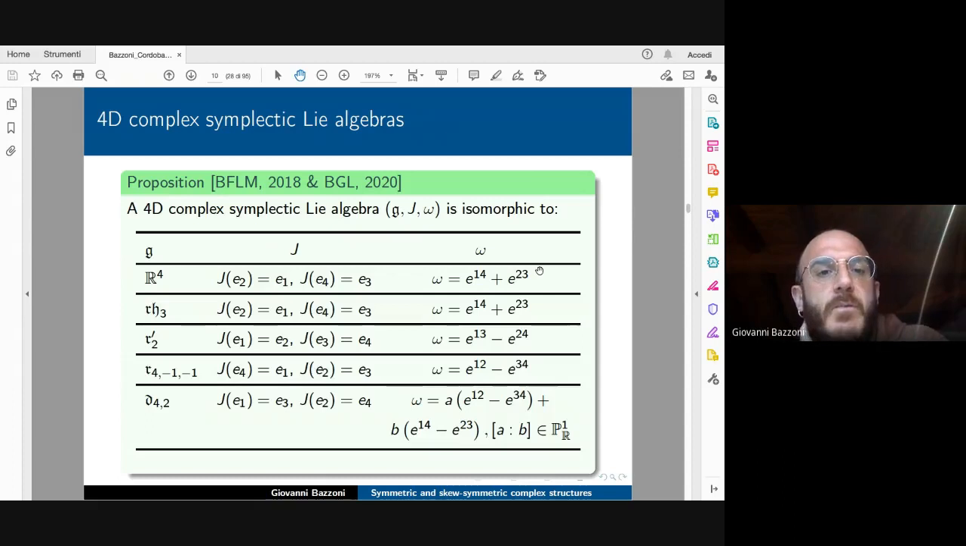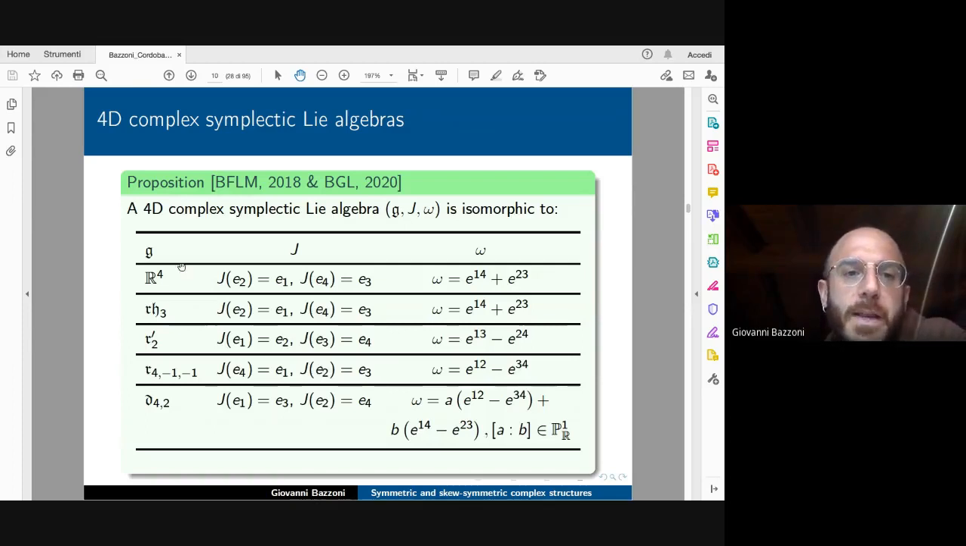So this theorem says that if you have any G, J, omega, then G is constrained to be one of these 5 Lie algebras, and J has to be one of these specific complex structures, and also omega is almost fixed. So in the first 4 cases, there is just one symplectic structure, and in the last case, there is a one-parameter family, indexed by or parameterized by S1, by the real projective line.